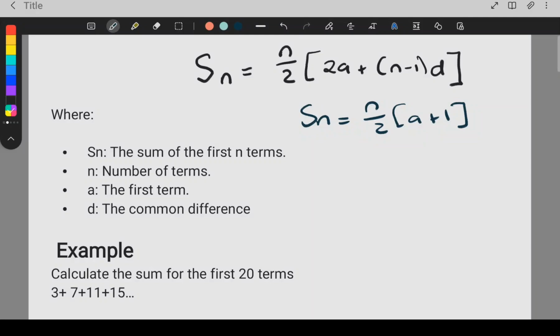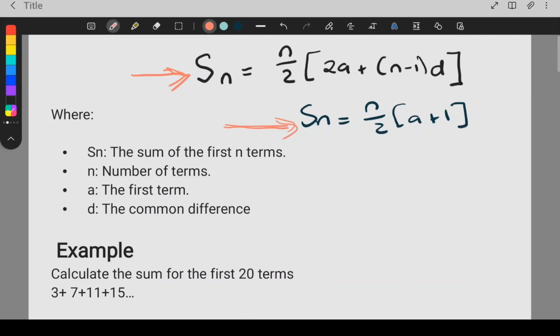Today we're doing the sum of an arithmetic sequence. The sum of an arithmetic sequence has two formulas. So you have this formula on your formula page and this one. The first one we use when we do not have the last term. So if you don't have the last term, you use the first one. And if you have the last term, you use the second one.